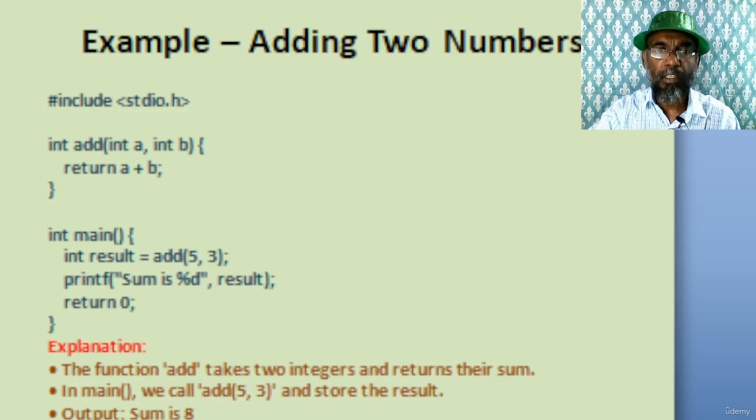We define a function called add that takes two integers. Inside main, we call add(5, 3) and store the result. Output is sum is 8. Clean, direct, fully modular. Once this function is written, you can call it with any two numbers. That is reusable logic, and that is good design.